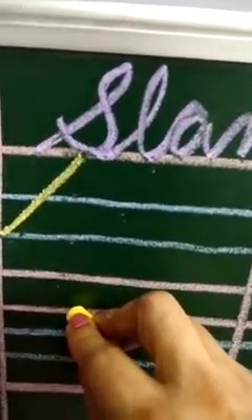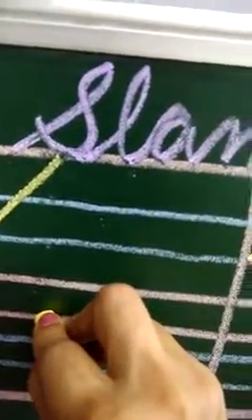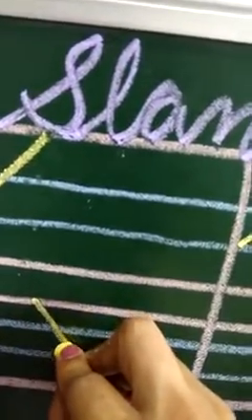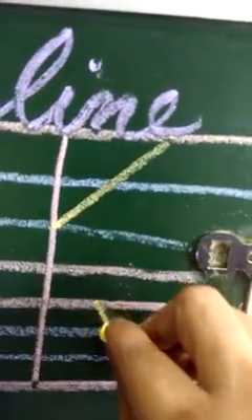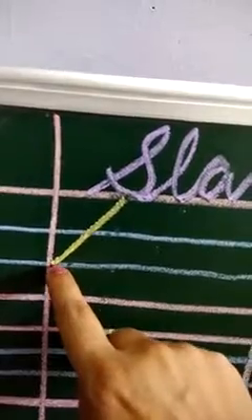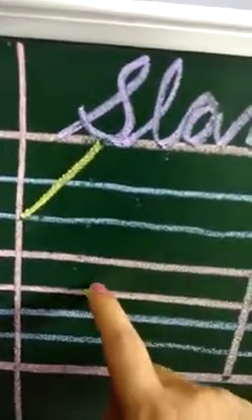How to write from up to down? We will start from the pink line, go downward and touch the third line, which is blue. Okay, same here. Start from the pink line, go downward and touch the blue line. We will write again. Got it, everyone? This is one way to write from down to up. Another way is up to down. Okay, got it, everyone?